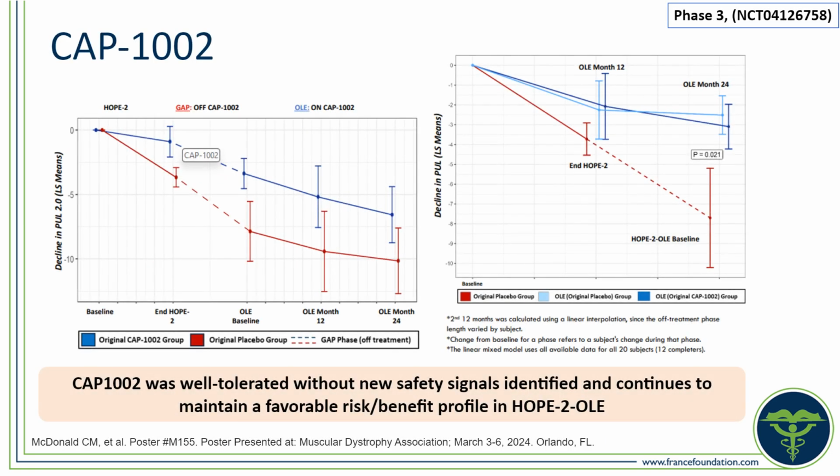From the phase 3 data here, I'm presenting the outcome measure of the PUL, which we did not previously discuss. This is the performance of upper limb. So again, these are older boys, some of whom are in the non-ambulatory phase, and so we are using an outcome measure consistent with that. In this case, the performance of upper limb 2.0. And what we see here in the blue, which are the treated children with CAP 1002, compared to the placebo group, is less decline in this outcome measure in those treated compared with those untreated.